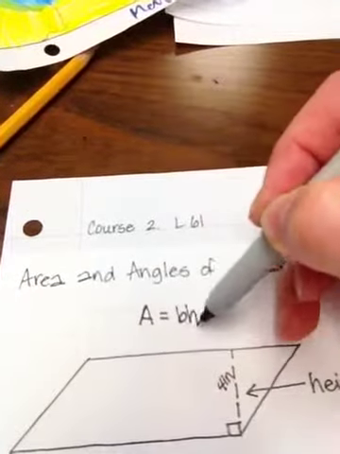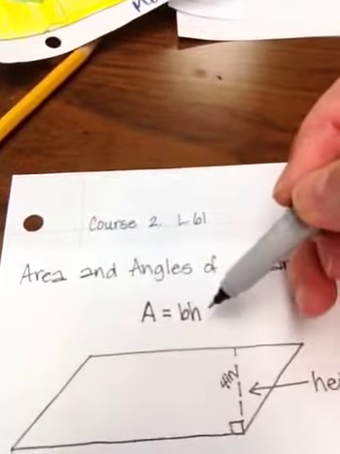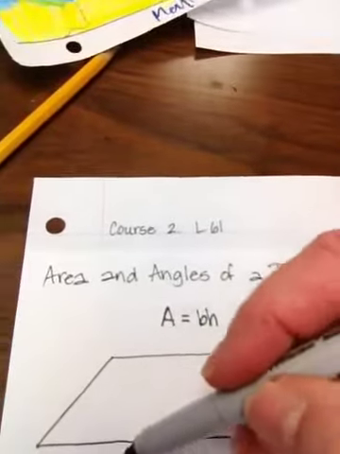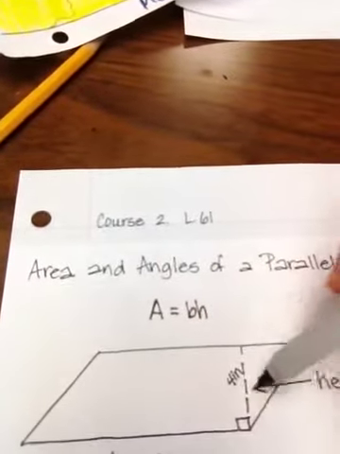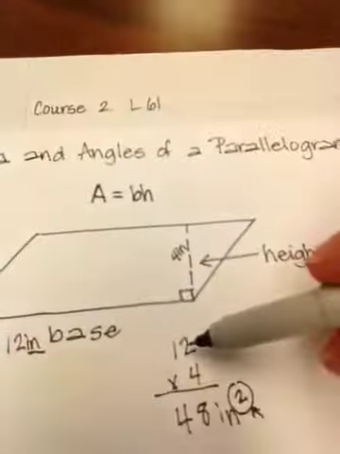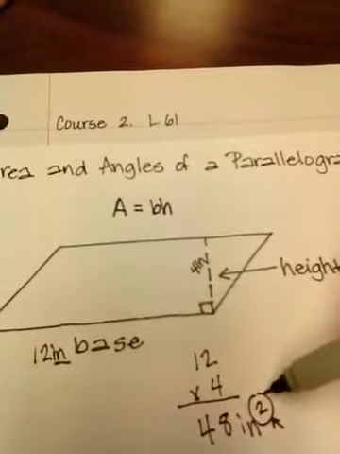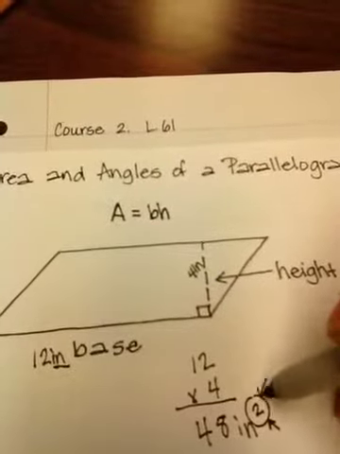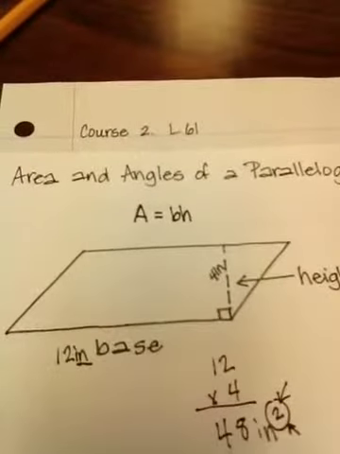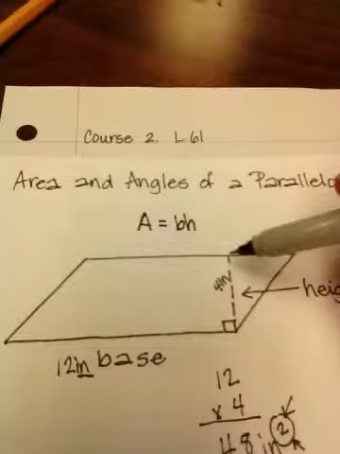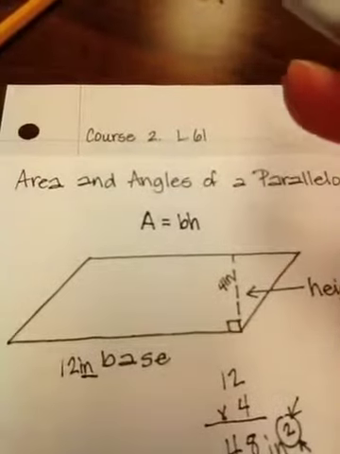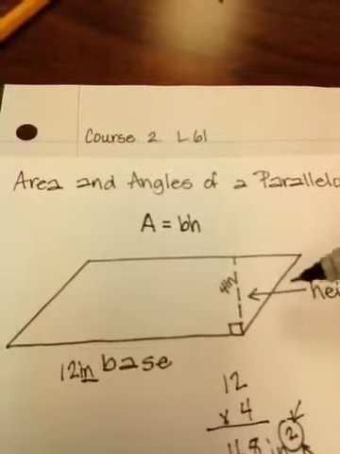And remember, when the two letters are right next to each other, it means you're going to multiply them. So let's say we have a 12-inch base and a height of 4. We simply take 12 times 4, we would get 48 inches what? Squared. Don't forget the squared part. All right? And in the book, they will always give you the height. You won't have to figure that out. So it's really quite easy.